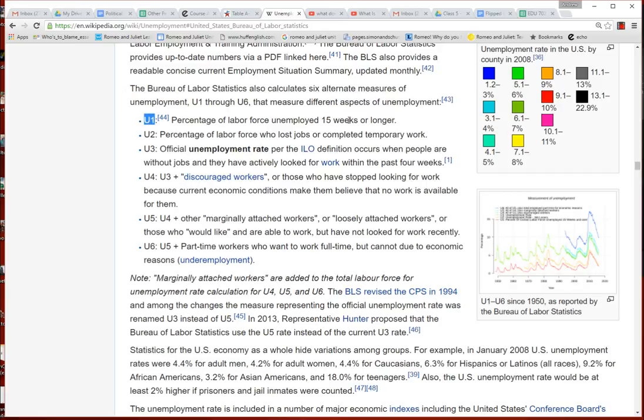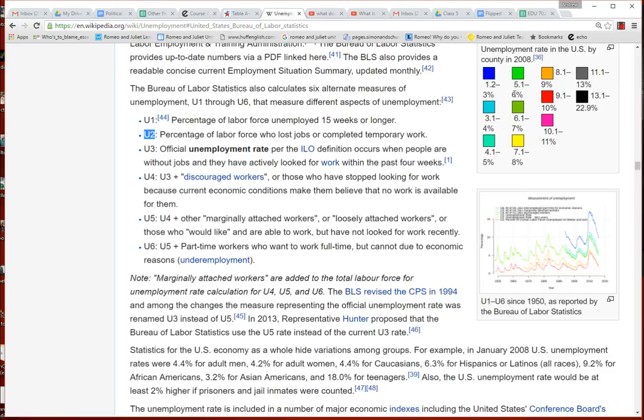So this U1 data point is basically the percentage of the United States labor force that is unemployed for 15 weeks or longer. So these are people that have been unemployed for 15 weeks or longer. If you've been unemployed for 13 weeks or 12 weeks, you are not counted in this number. This is just people 15 weeks or longer. So you can see how this would be a pretty low number, a low percentage of the population.